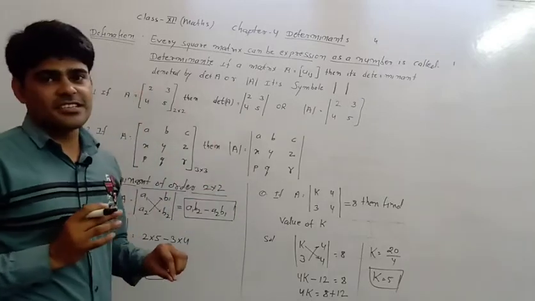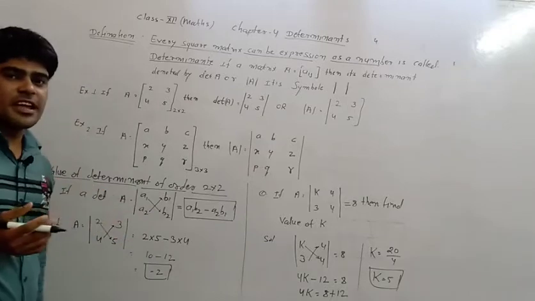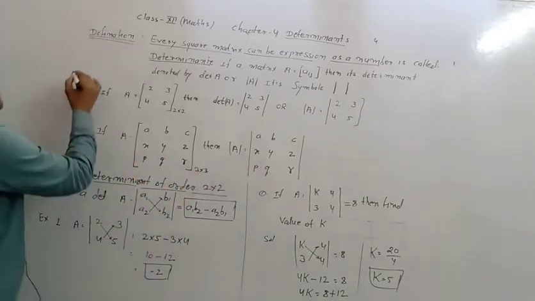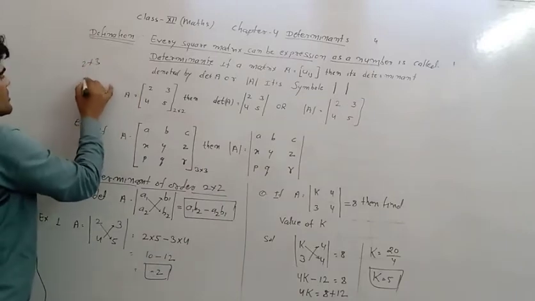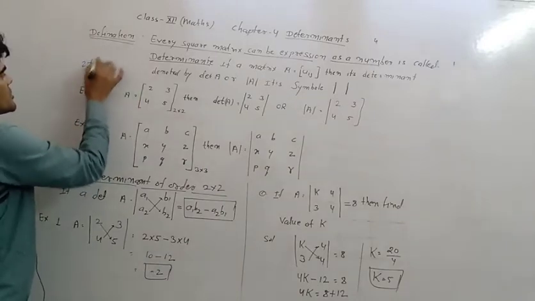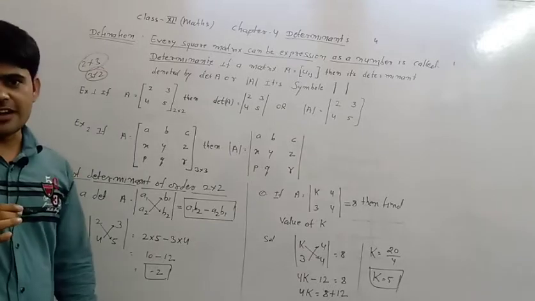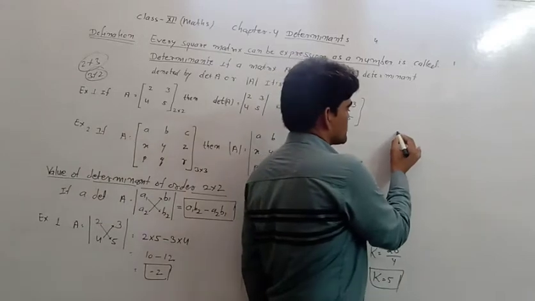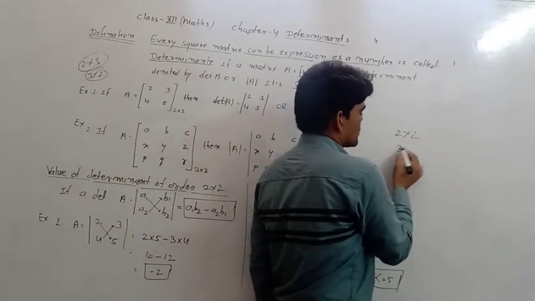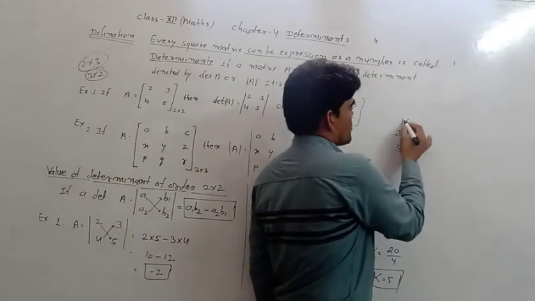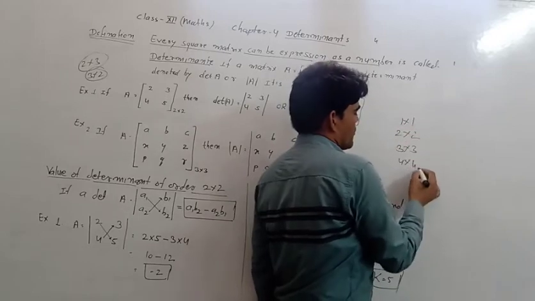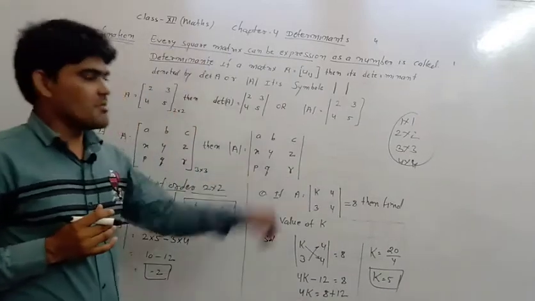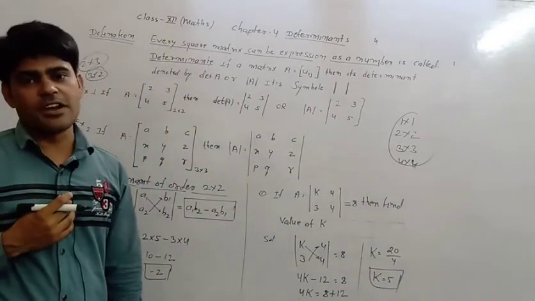Every square matrix. It means if we are given a rectangular matrix whose order is 2 into 3 or 3 into 2, we cannot find its determinant. Square matrix means the order of the matrix is 2 into 2, 3 into 3, 1 into 1, 4 into 4. That is a square matrix, and for it you can find the value of the determinant. Okay.